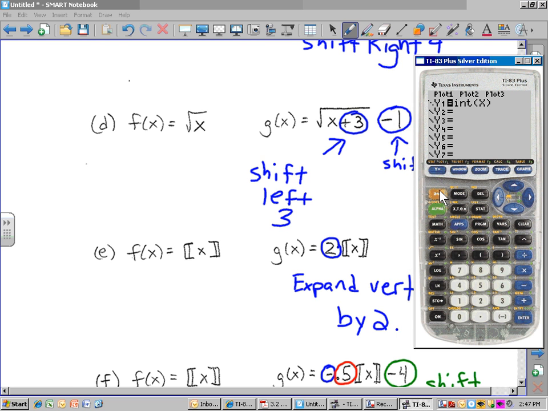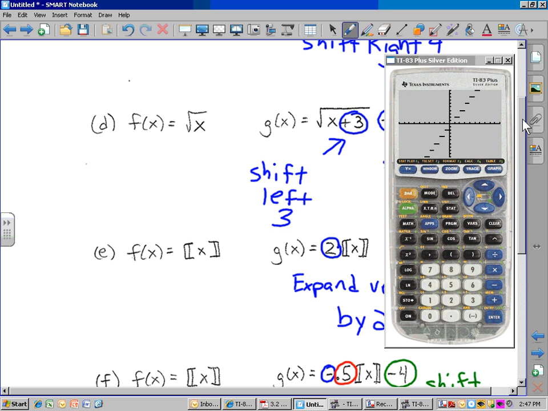So let me go ahead and insert that 2. And as you can see, the line between 1 and 2, instead of being at 1, is now at 2. And what was at 2 is now at 4, and so forth. So it has expanded vertically by a factor of 2.